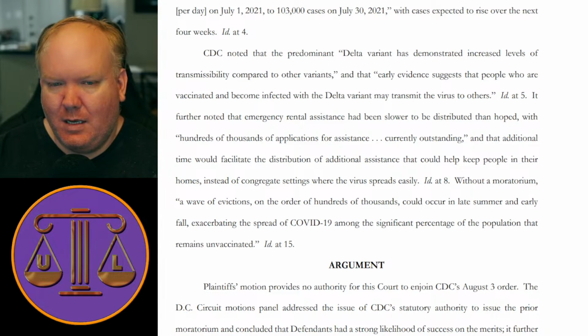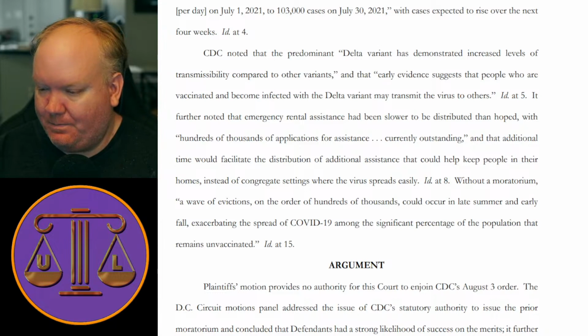Yeah. It further noted that emergency rental assistance has been slower to be distributed than hoped, with hundreds of thousands of applications for assistance currently outstanding, and additional time will facilitate distribution of assistance that could help people stay in their homes instead of congregate settings where the virus will spread easily.